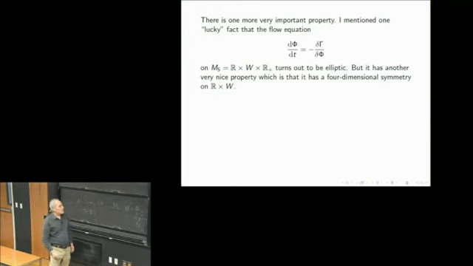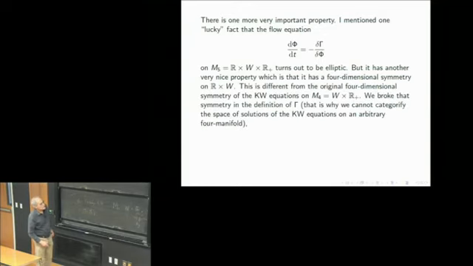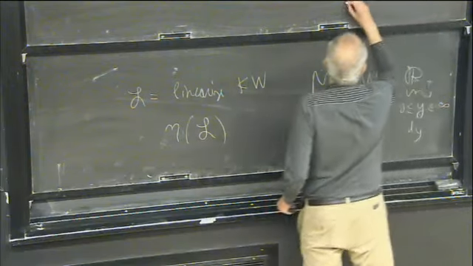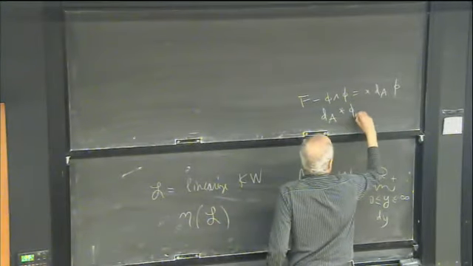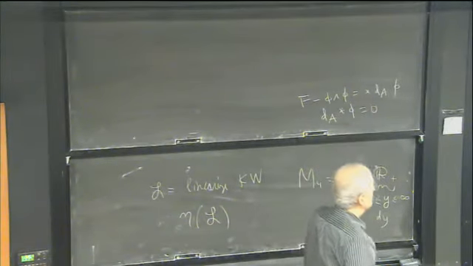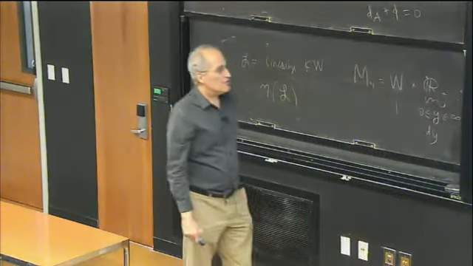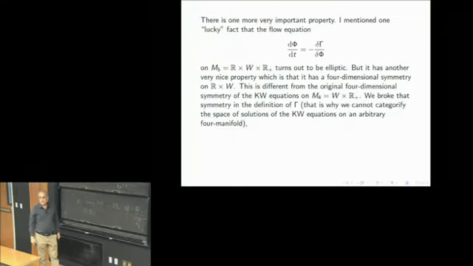But it has another very nice property, which is that it has a 4-dimensional symmetry on R times W. That's different from the original 4-dimensional theory of the KW equations. We started on a 4 manifold with equations that had manifest 4-dimensional symmetry. They were these equations that I wrote in a manifestly invariant form at the beginning. But we broke that symmetry when we defined gamma, and as I said, that's why we cannot categorify the space of solutions of the KW equations on an arbitrary 4 manifold.